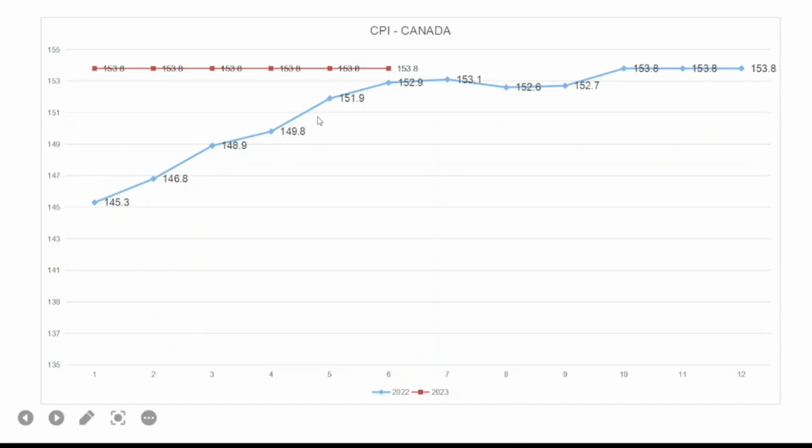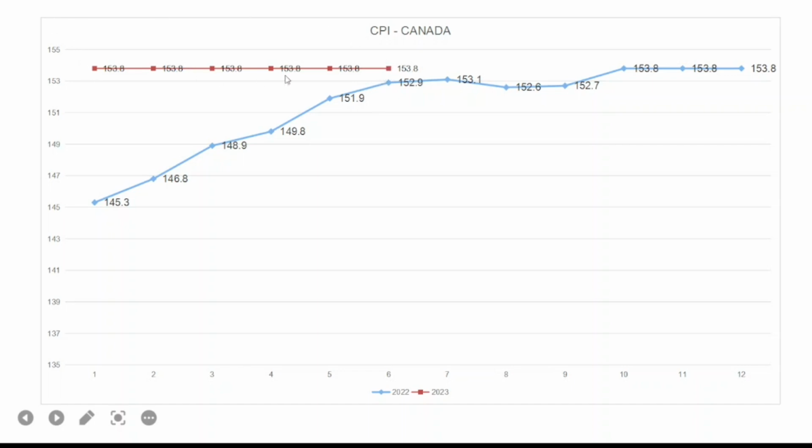The blue line is the 2022 data, so we are all the way up to October that we know the numbers. For 2023, we do not have any number, so what I'm assuming is that we get a number which is pretty close or exactly the same as what we have in October, which is 153.8. So assuming that this number of 153.8 or somewhere close to it is the kind of inflation or CPI number that we will be getting, that's the assumption this analysis is based on.